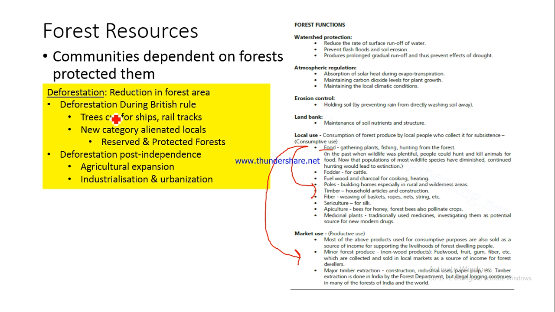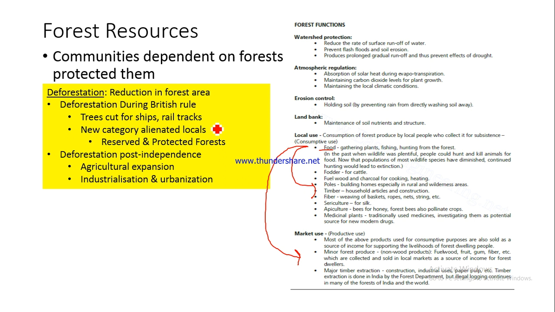Now this happened because Britishers required, and I think you would remember that we have discussed in Indian economy also, they required trees. They needed to cut trees so that they could build ships for international transport. At that point of time, waterways and ships and vessels were the prominent means of transport. So they had to manufacture ships, they had to construct ships, they had to construct railway tracks.